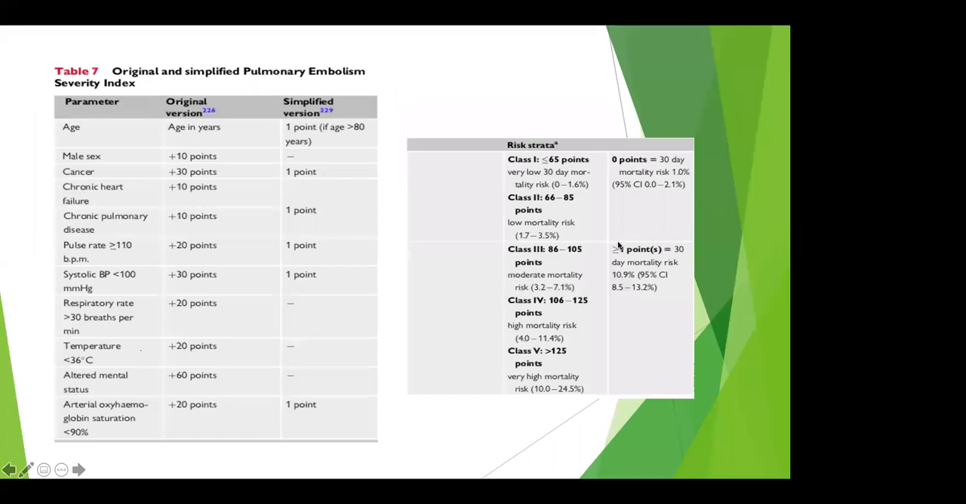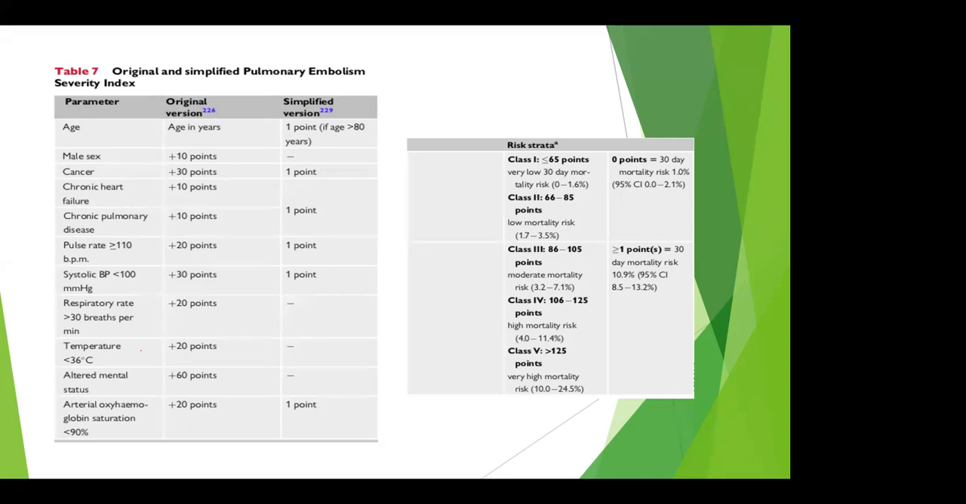So this is the PESI score. You can see on the left, there's the original version, which is the long PESI, and then the simplified version, which is the S-PESI score. They take into consideration many different variables. They look at the demography, the vital signs, and the patient comorbids, and each point has its own weightage.